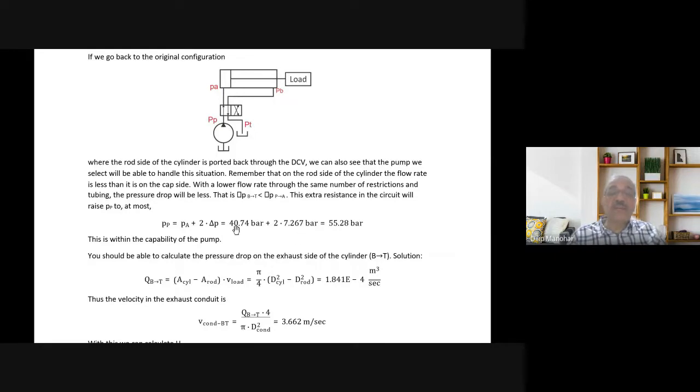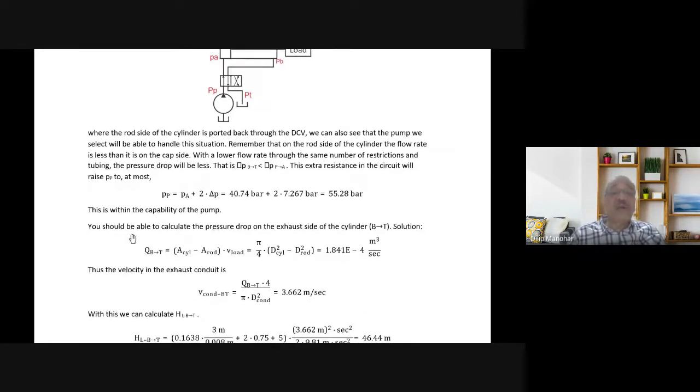So he is multiplying: the required pressure at PA plus 2 times the pressure loss. This gives you a tentative pressure of 55. So PP is 55, which is within the capacity. Now we will refine the calculation for the exact pressure drop on the exhaust side.